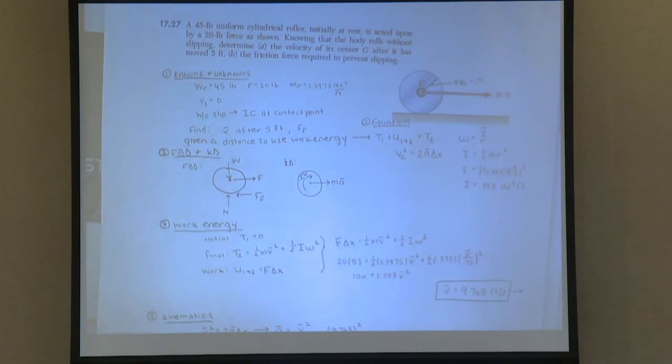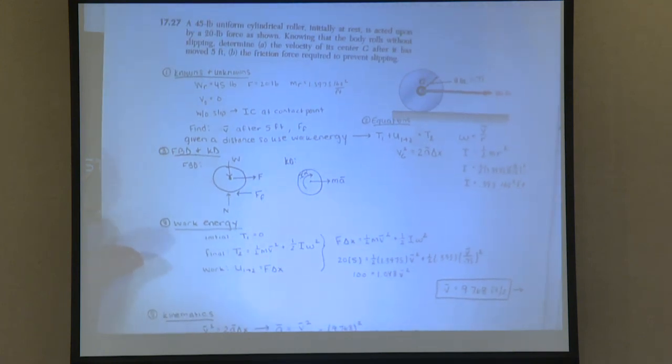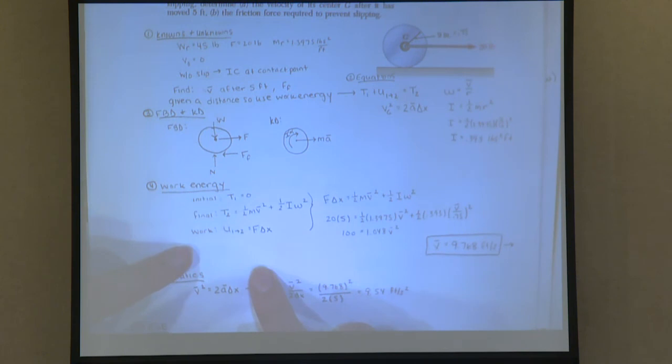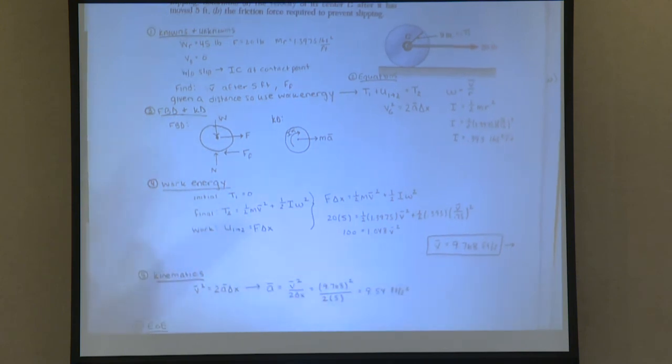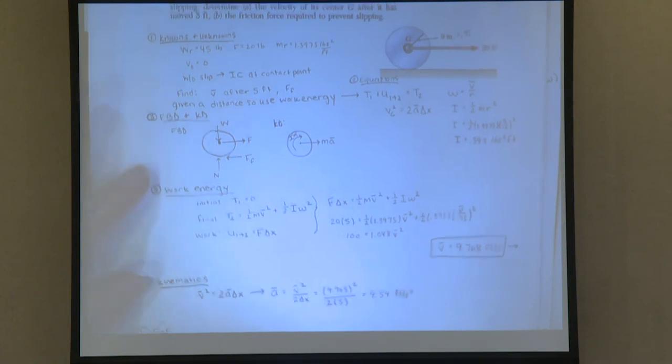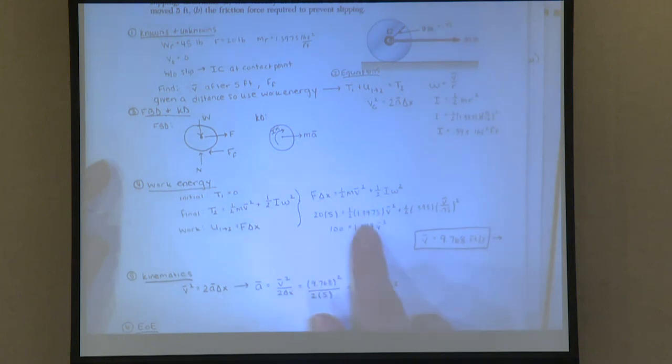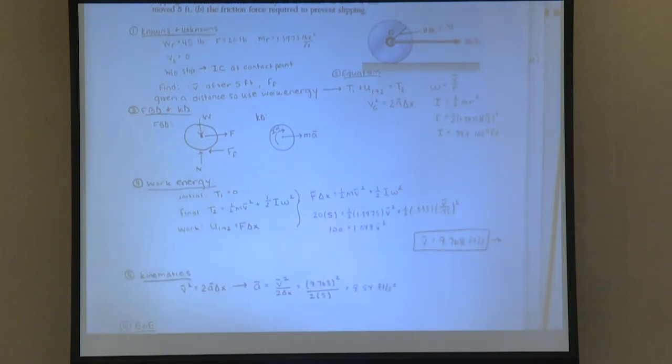For this one, I used work energy so that I could find the V, because it says find the velocity after it's moved a certain distance. So I wanted to see the work due to it. Initially, kinetic is 0. Final, we have that equation that we looked at before. The work that we're talking about is due to the force that's pulling it. So we have the F delta X, and F is 20 pounds. Then you just set that equation up and solve for the V bar. It's pretty straightforward, I feel like.